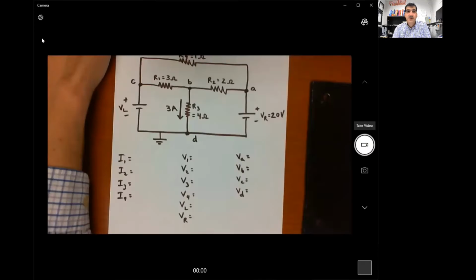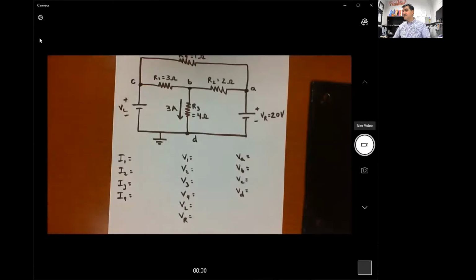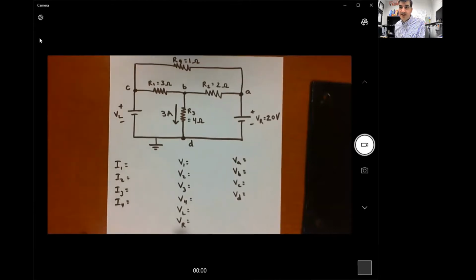So let's go ahead, and I will assume that you have tried to solve it. Now I'm sharing my screen. So here's the example problem that I gave at the end of class today on Monday, and these are all the givens. We need to solve for basically all of the current and voltage values.